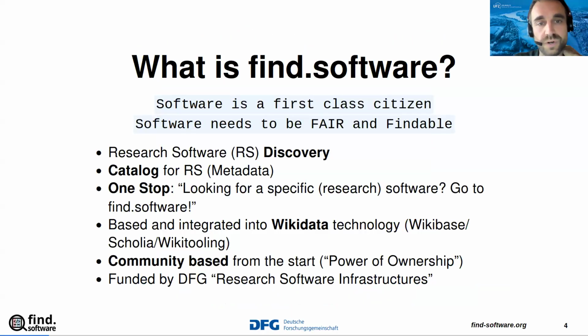Right. So what is Find Software? With Find Software, we are in the realm of research software discovery, and we want to create a catalog for research software, let's say for the metadata. Technology-wise, our project is based on Wikidata technology. So we're going to use Wikibase and Scholia as a front end and all the wiki tooling around it. And we try to be community-based from the very start, so to give the power of ownership to the community right in the beginning. And the project is funded by the DFG, by the program Research Software Infrastructures.